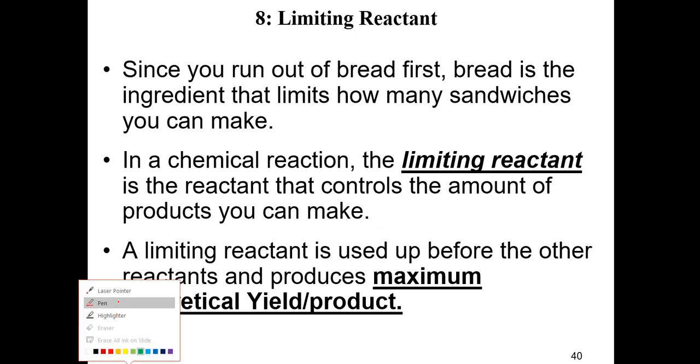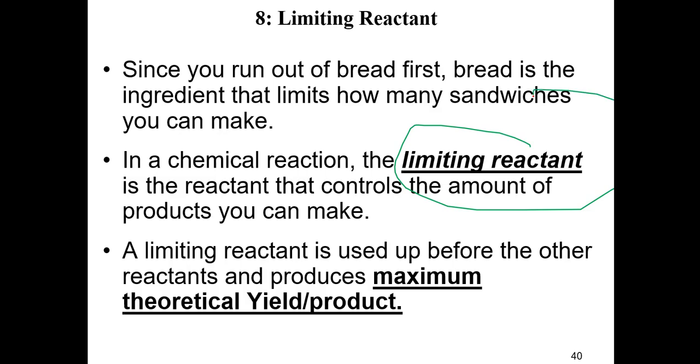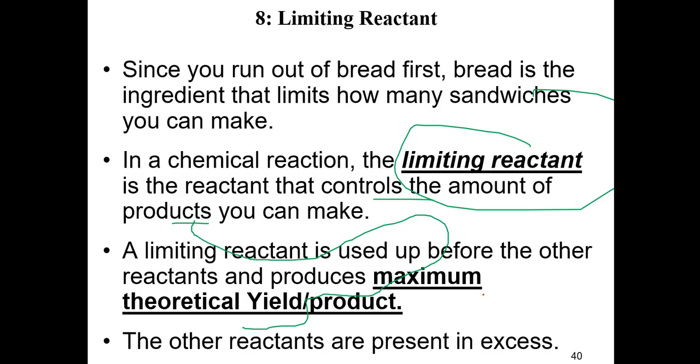So in chemistry land, again, the limiting reactant is the reactant that controls the amount of products you can make. And the amount of products that you can make is the maximum that can be produced. The other reactant is in excess. Even though technically you could create more product, there just isn't enough of the limiting reactant to make it.